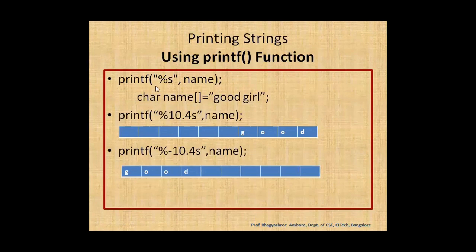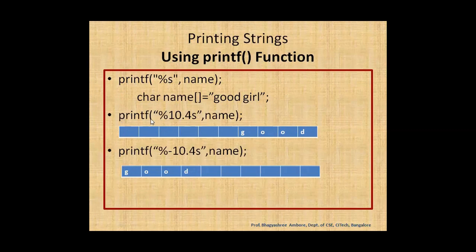One initialization I have done: character name, with no size given, and I have given "good girl". In this case the compiler counts the number of characters, so we will also count. 1, 2, 3, 4, there is a space, 5, 6, 7, 8, 9. So what is the size here? 10, because the last one is space for the null character. With this declaration you can use printf percentage s name, and name will print good girl.